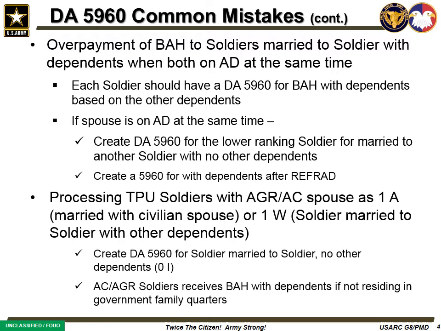The reason for this is that the active component member always receives BAH with dependents if the couple has children and when the TPU soldier is not on active duty. If a TPU soldier with an AGR or active component spouse who is not living in family government quarters is entitled to BAH, it is at the without dependents rate.